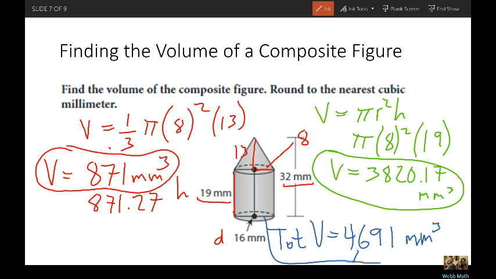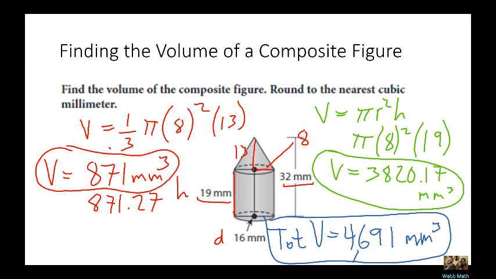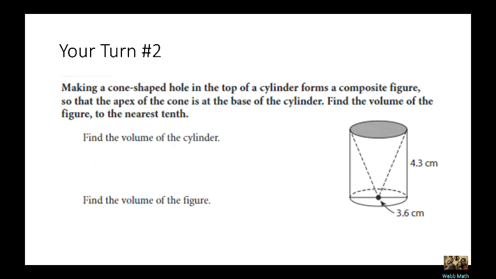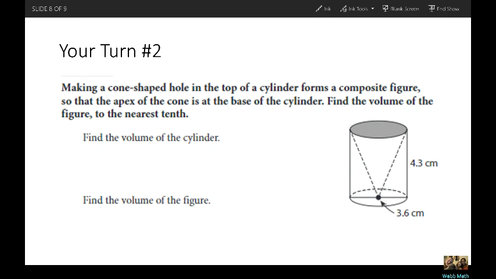So again, I had to add up what was familiar to me and then work off of it. All right, your turn. So making a cone-shaped hole in the top of a cylinder. Maybe you're making a cup or some kind of, I think engine nozzles work like that as well. So that the apex of the cone is at the base of the cylinder. The apex, what they're talking about here, is that little part at the very bottom.